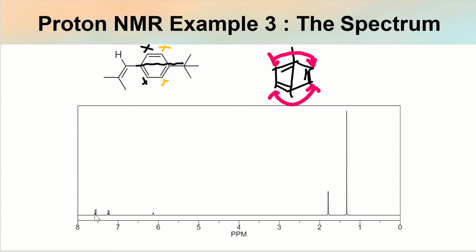All right, so let's look at the multiplicities, right? So here we see that we have 2 doublets, right? So clearly this proton has only one neighboring proton, and so it would be a doublet. So each of these would be doublets. This would be a singlet. So essentially everything else would be a singlet, right?